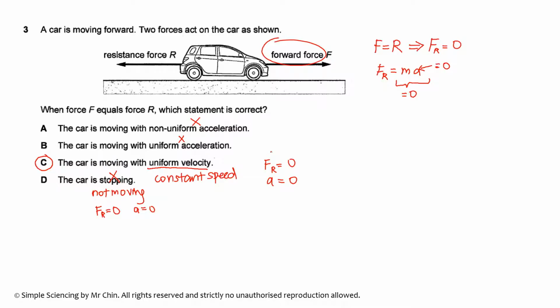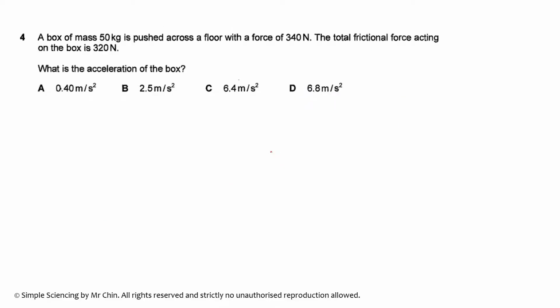Now let's move on to the next question. Question 4 states that a box of mass 50 kilograms is pushed across a floor with a force of 340 newtons. Total frictional force acting on the box is 320 newtons. What is the acceleration of the box?